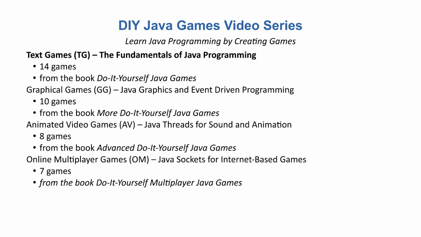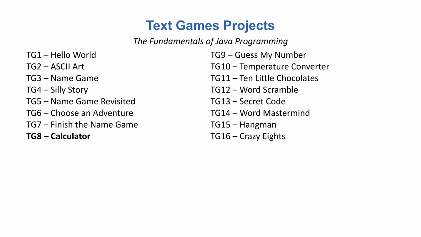We're currently in the Text Games video series, TG, the first of 4 types of game series. The focus of this series is to cover the fundamentals of Java programming. No previous programming experience is required. You learn how, when, and why Java programs are written the way they are. This series has 16 projects. We're currently working on the 8th project, TG8 Calculator.